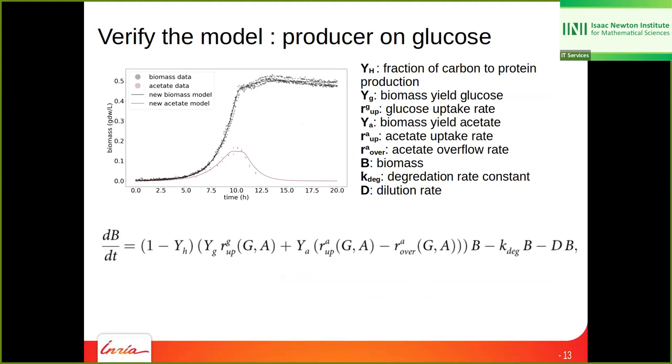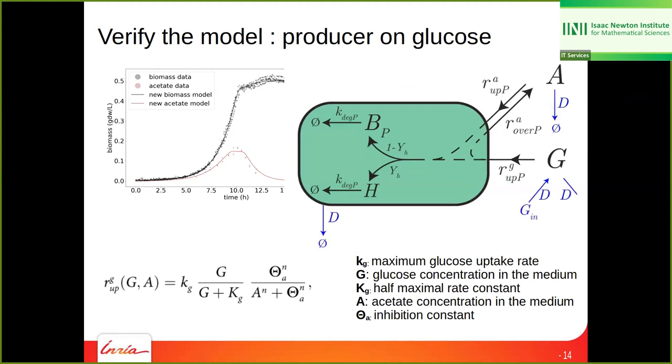This is what the model actually looks like. It's a system of ordinary differential equations. And this is how the biomass changes over time. Basically, this whole term is the growth rate times the biomass minus some degradation, which we heard about before. It's this maintenance term: if there's nothing coming in, then the amount of biomass is going to degrade slightly, and then minus also the dilution in case you're in a chemostat. In this case, you're in batch, so the dilution is actually zero. These terms are just what's left after you produce the heterologous protein. Here is the glucose term, so the yield times the rate, and this is the acetate term, so the yield of acetate times the uptake of acetate minus the overflow.